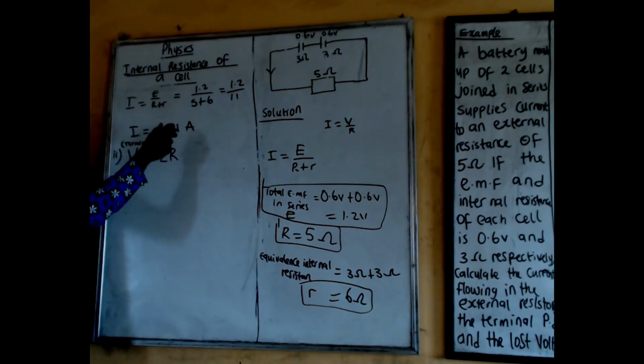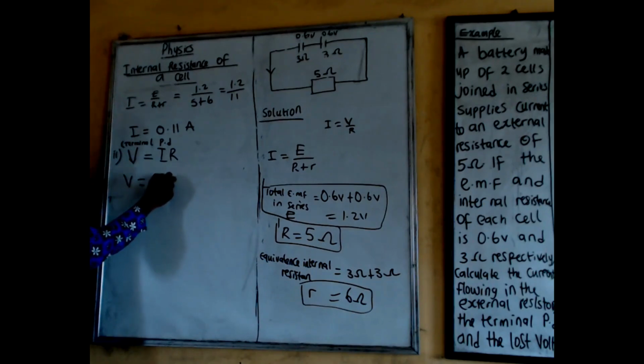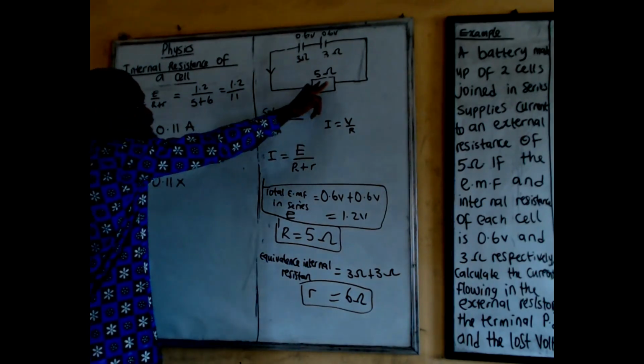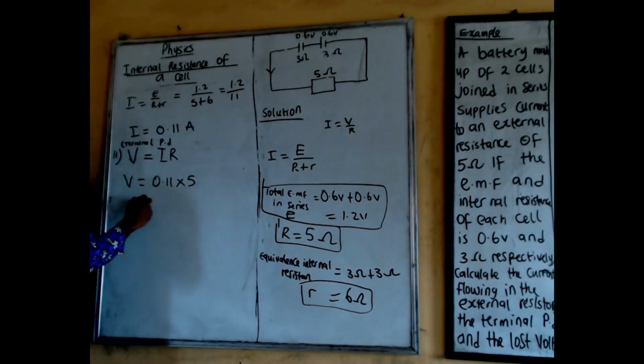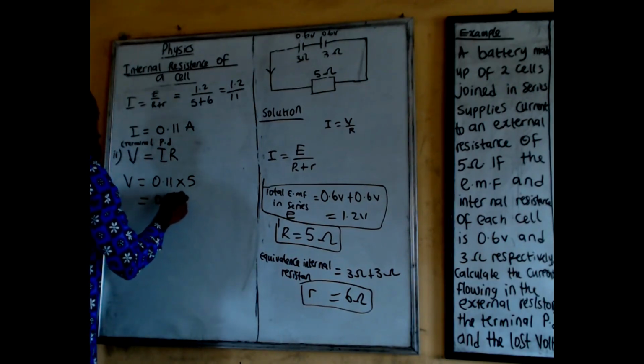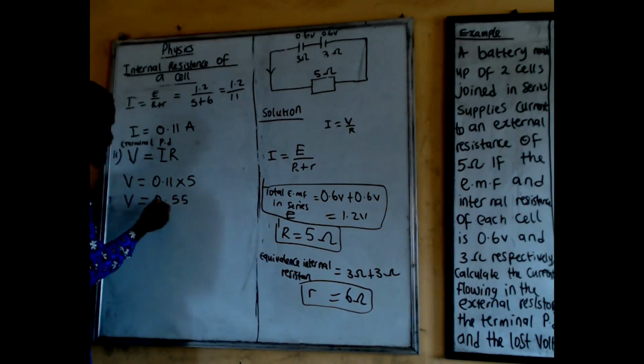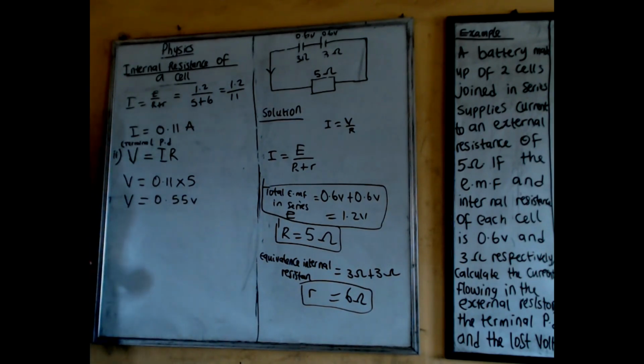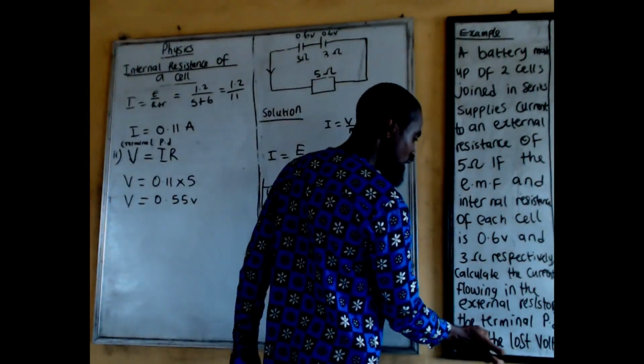And we have solved for this current. Nothing has changed. The current is 0.11 times the external resistance, which was what? 5, which will give us 0.55. And what is the unit we just calculated for potential difference? It is volts.